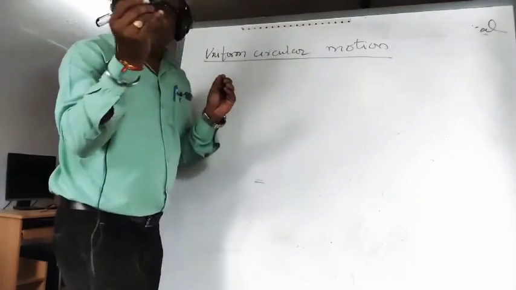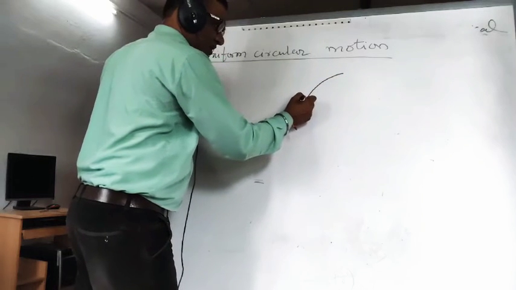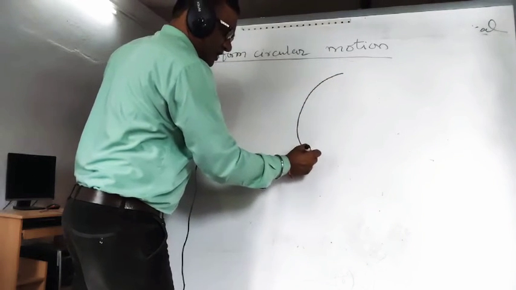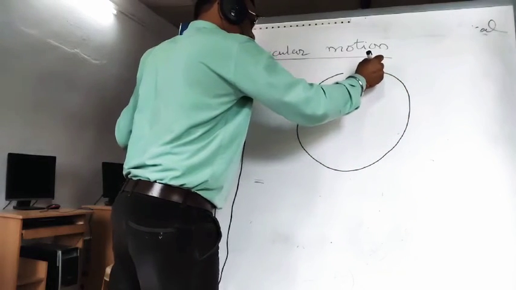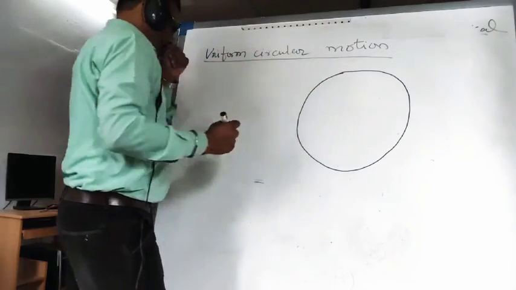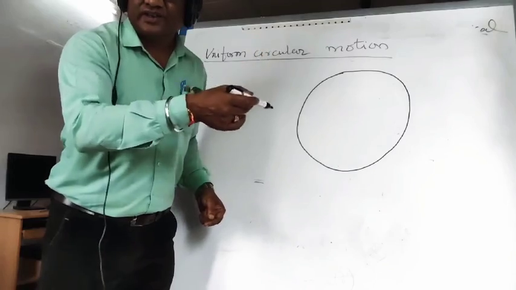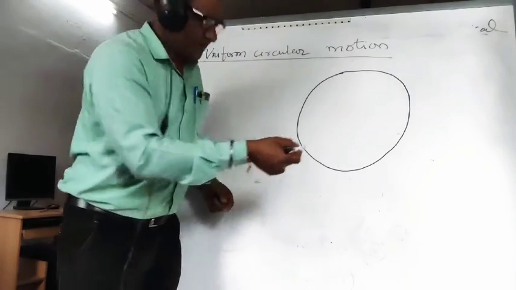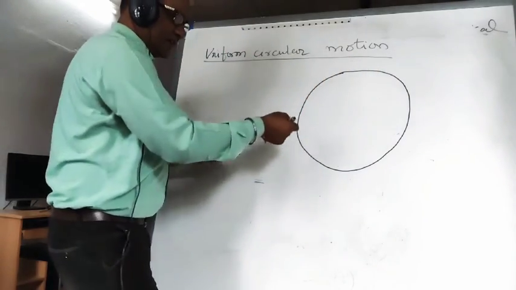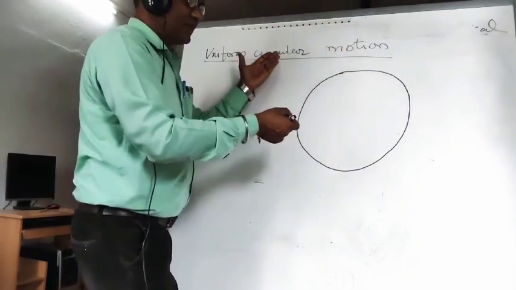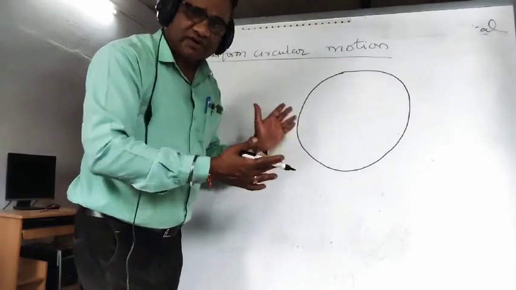a body is moving in a circular path. Look at the tip of this marker. Here the tip of the marker is moving in a circular path with a constant speed. Constant speed means the tip of the marker covers equal distances in equal intervals of time in this circular path. Can I say that this is an example of uniform circular motion?